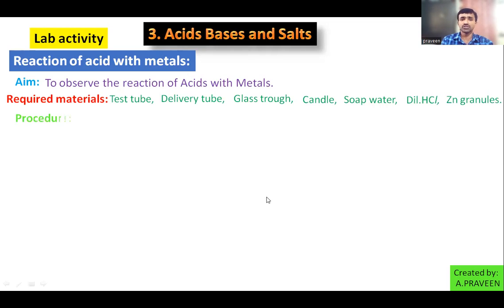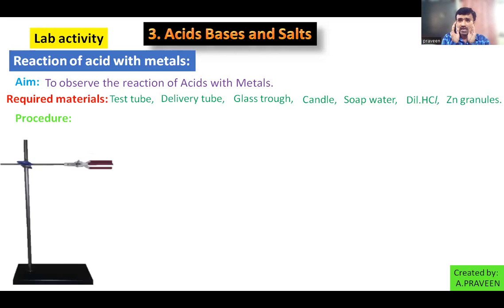Then let us see the procedure here. What to do? Here we observe the process step by step. So first step, I am taking a retort stand in the laboratory. This is called a retort stand. Here, fix a boiling tube to this retort stand. Boiling tube, fix it. So the boiling tube is fixed to the retort stand.